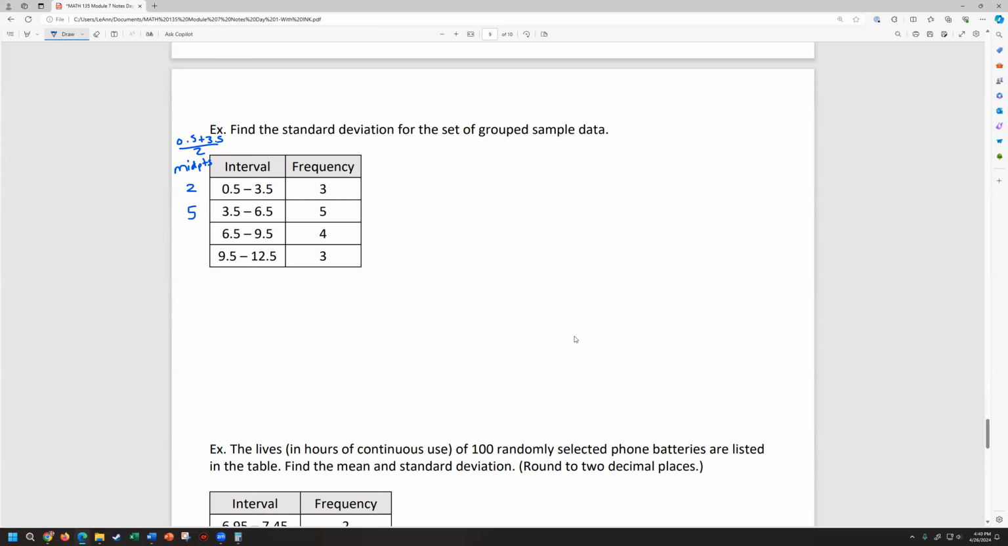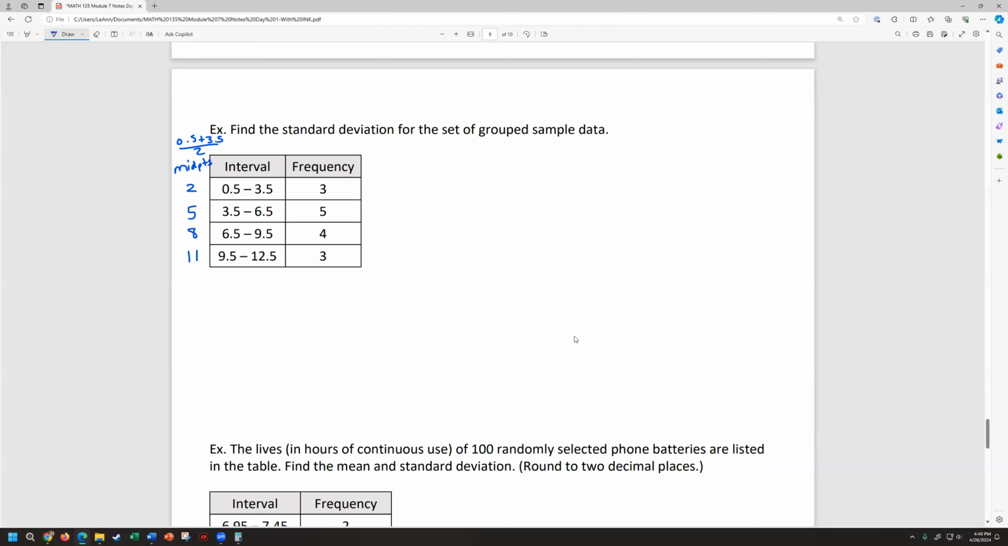You just need to look at the class width. How far up are we going each time by adding? And then that's the same for the midpoint. So notice 5 is halfway between these 2 answers. And if we add 3 again, we're going to be at 8. Add 3 again, we're going to be at 11. So these are my 4 midpoint values.